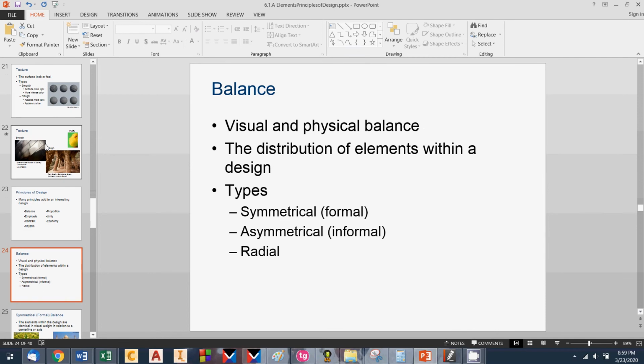The first one is balance. Balance is basically how you lay out a design. Where are your points of emphasis? How big are they? How are they arranged? And let's look at some examples to see this.